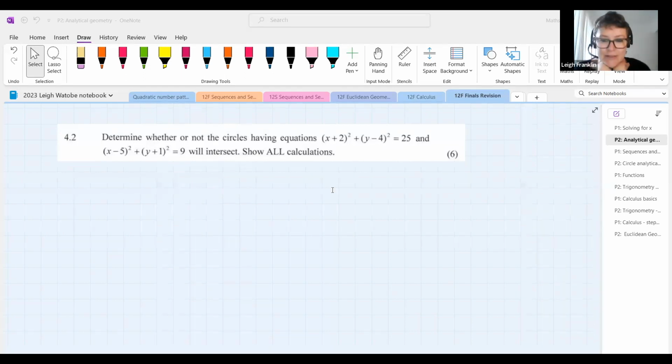All right, so it's out of 6. It asks us to determine whether or not the circles having equations (x + 2)² + (y − 4)² = 25 and (x − 5)² + (y + 1)² = 9 will intersect. So show all calculations. They're asking whether the circles cut each other. If we were to sketch them on the Cartesian plane, would they cross over one another?